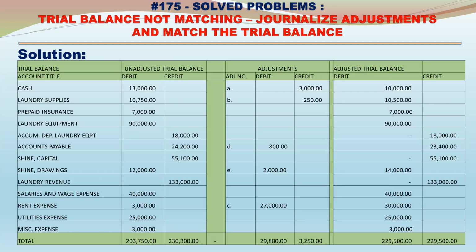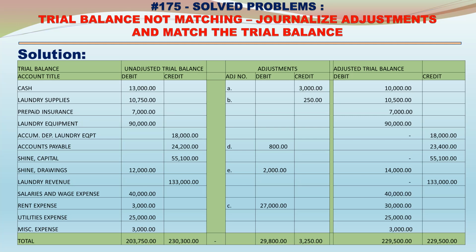Now let us post the adjustments and prepare the adjusted trial balance. Cash 13,000 less 3,000, 10,000 debit. Laundry supplies 10,750 minus 250, 10,500 debit. Prepaid insurance 7,000, no change. Laundry equipment 90,000 debit, no change. Accumulated depreciation laundry equipment 18,000 credit, no change. Accounts payable 24,200 minus 800, 23,400 credit. Shine capital 55,100, no change, 55,100 credit.